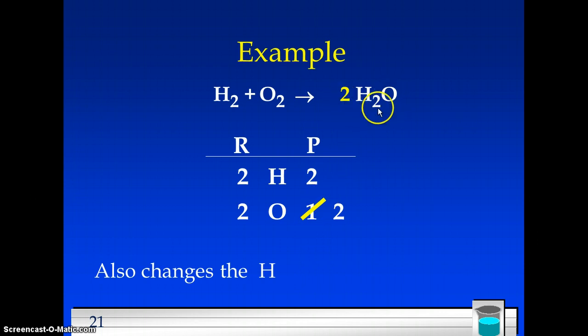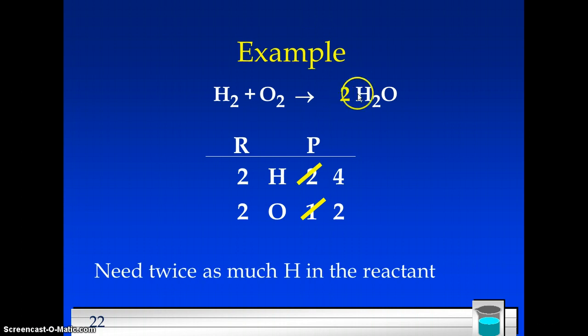I now have 2 O's, but it's also going to change my hydrogen as well. Whatever number I add out front changes the number of the whole compound. So now I take 2 times 2 to give me my 4 hydrogen. Now I need twice as much H in the reactants as what I started with. So let's look at our reaction and see, can we add a number in front of our reactant that has hydrogen in it to somehow make it have 4 hydrogen now.